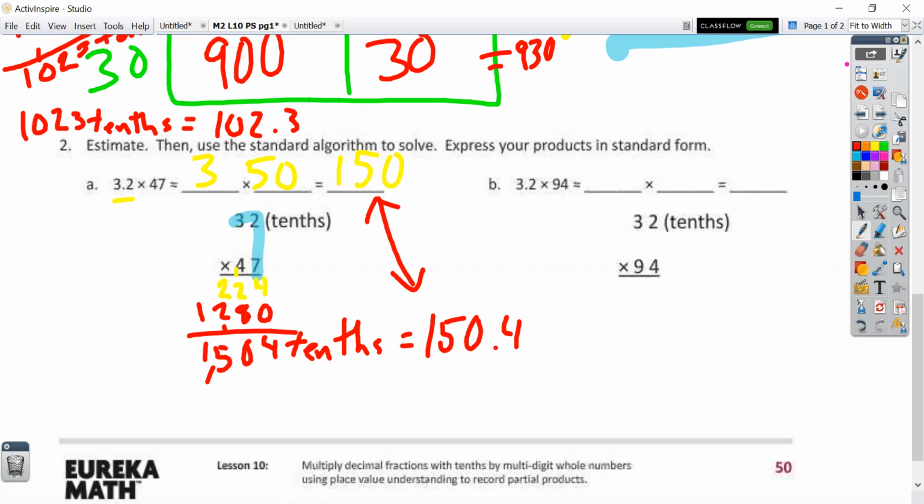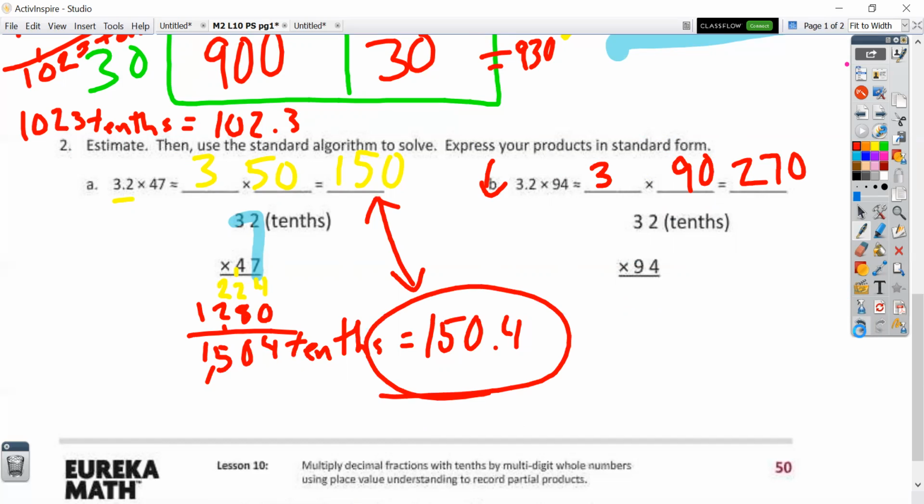Okay, so let's estimate together. Then I'm going to ask you to work on this math problem yourself. And it's close to 3 times 90. So that should be close to 270. Now we rounded down by both, so our estimate should be a little smaller than the actual answer. So you're going to pause me and you're going to go ahead and solve 32 tenths times 94. And you're going to then remember to recompose it back into standard form. All right, so pause me, and when you're ready, I'll have the answers.